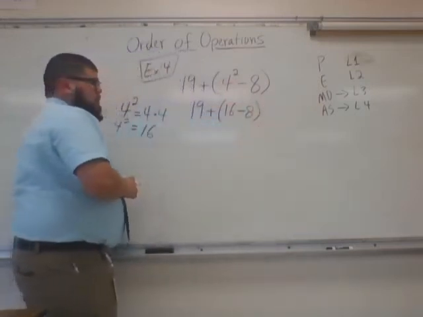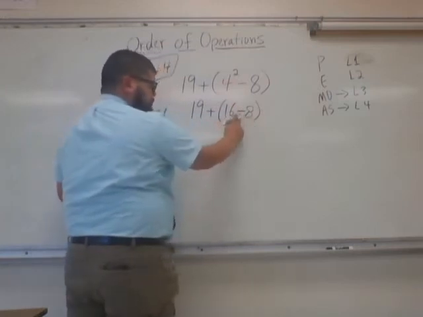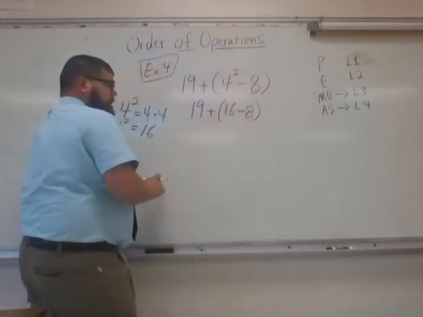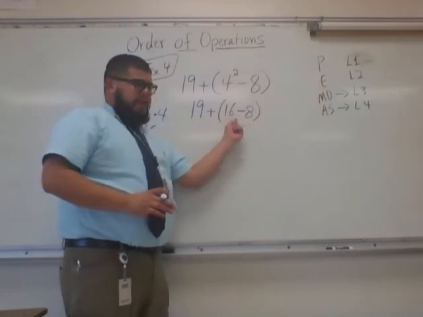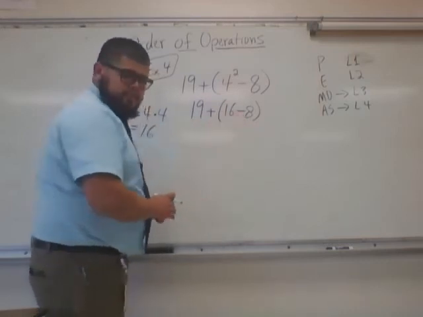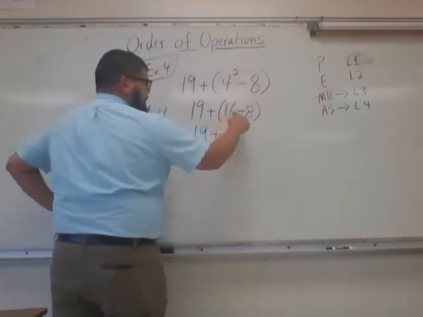Okay? Now, we still are working within the parentheses, right? So the only operation left within the parentheses is subtraction. So that's how we know we do subtraction first. Again, the parentheses tell us to do subtraction first and not do this addition on the left. We do the subtraction because it's in the parentheses. All right, so 19 plus 16 minus 8.